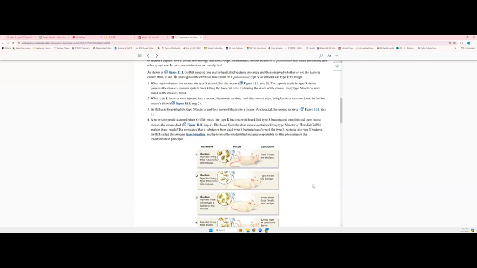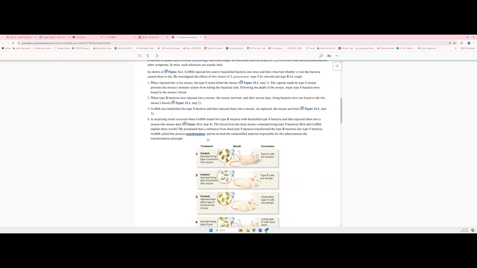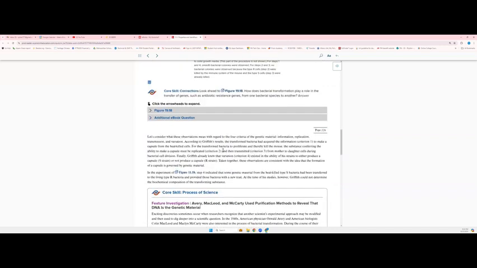So how does this transformation happen between R and S? He assumed there must be some kind of unidentified material responsible for this phenomenon. Based on that, he concluded there may be something like genetic information, transformed from the heat-killed type S bacteria to the live type R bacteria.